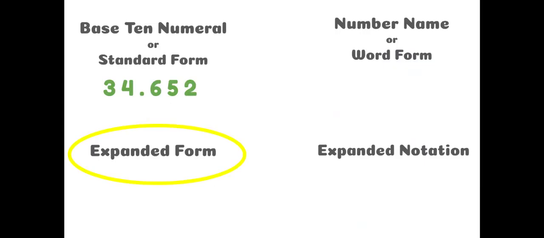But what if we need to know the expanded form? Expanded form is where it's still going to be in decimal, and it's going to show the value of every single digit in our number.